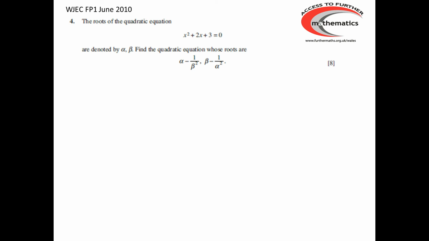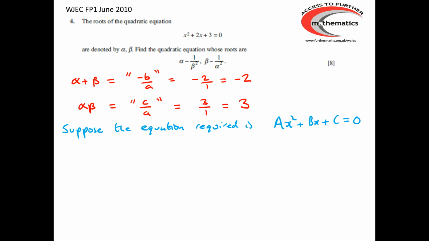Well, for a quadratic equation, we know that alpha plus beta is always minus b over a. So in this case here, we've got alpha plus beta is minus 2 divided by 1, which is minus 2. And we've also got that alpha times beta is always c upon a, which in this case is 3 over 1, which is 3. So we know that alpha plus beta is minus 2, and we know that alpha times beta is 3. So let's now suppose that the equation we are looking for is the equation Ax squared plus Bx plus C equals 0, with A, B and C being capital letters this time.